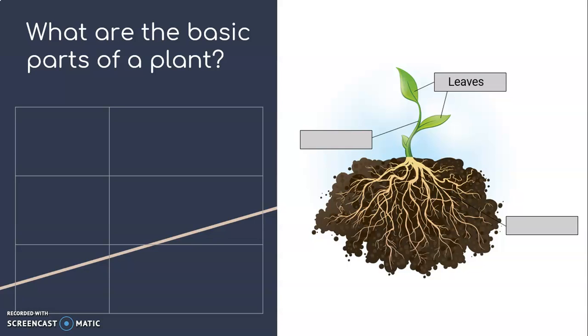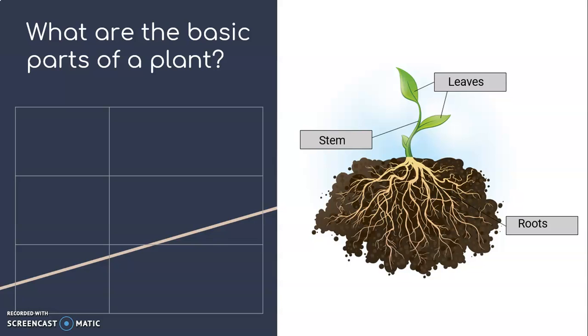So first, we see leaves. If you look on the right side of your screen, you'll see leaves. The leaves are really important because that's where the plant makes its food. If you look at the bottom where the roots are, that's a really important part of the plant because that's how it gets the nutrients up to the plant. So the nutrients come from the bottom in the roots from the soil, and it goes up through the stem to the leaves. So every part of the plant has its job.